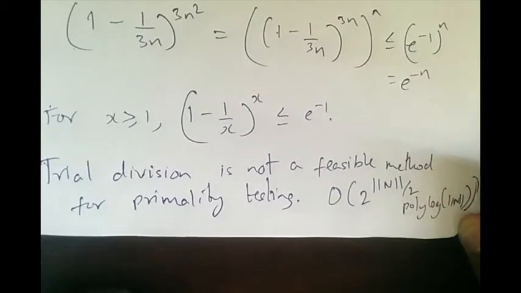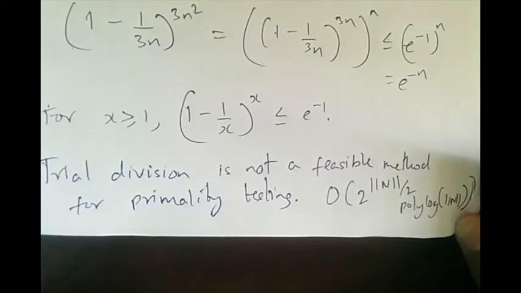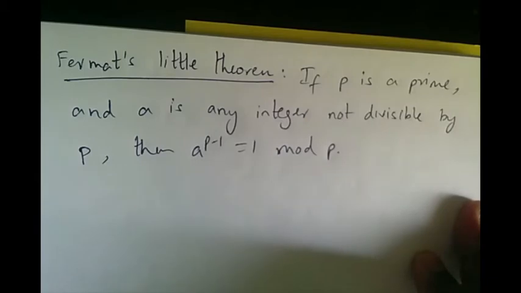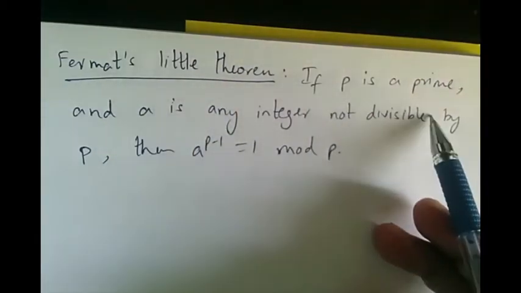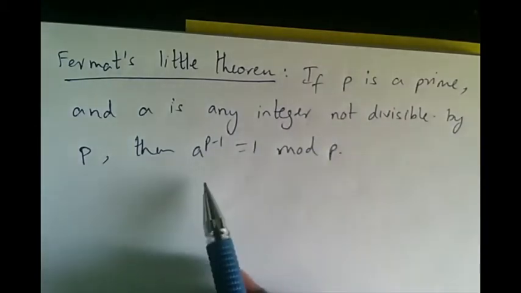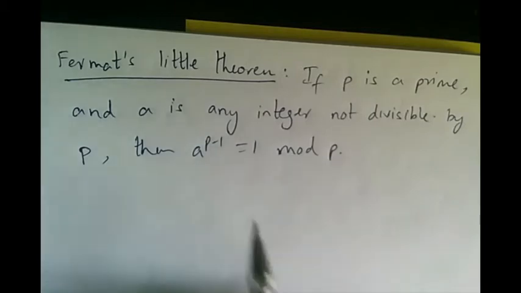So this is not a feasible strategy, so we need some other method to check whether capital N is a prime or not. So what other methods do we have to check whether an integer is a prime or not? Recall Fermat's little theorem, which says that if p is a prime and a is any integer not divisible by p, then a raised to p minus 1 equals 1 mod p.